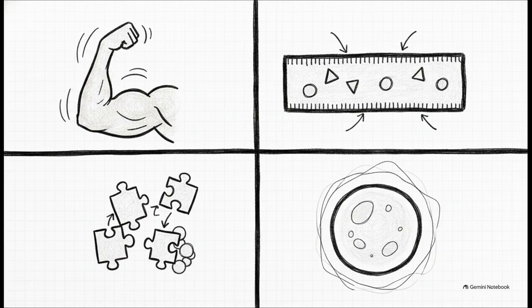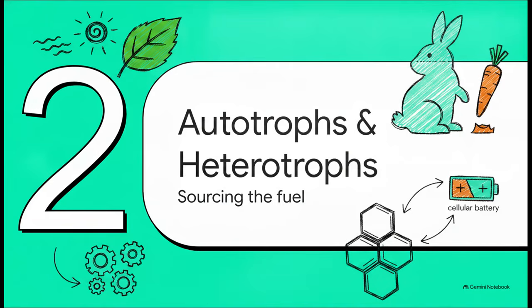ATP powers active transport, which is how vital things move in and out of the cell walls. It also fuels biosynthesis. That's how your body builds new cell parts. So without a constant supply of this ATP, a cell simply cannot survive. But before we can actually charge up this cellular battery, we need raw materials. So let's talk about sourcing the fuel, looking at autotrophs and heterotrophs.